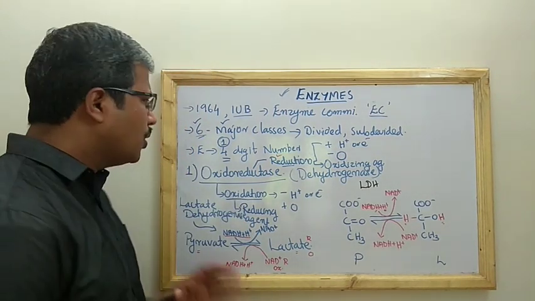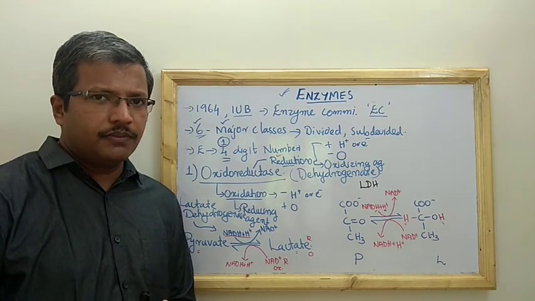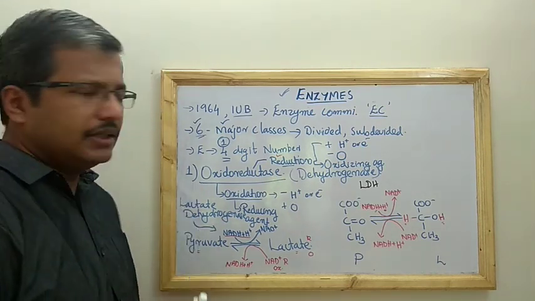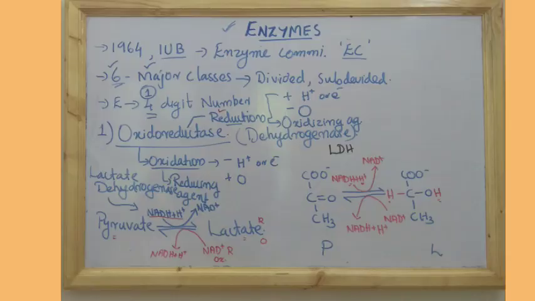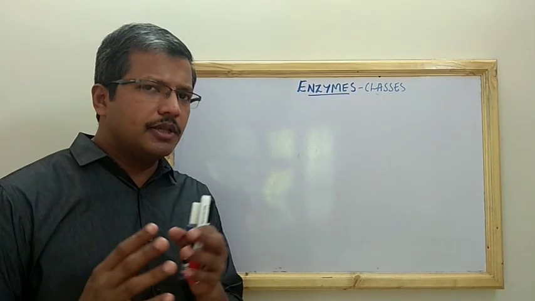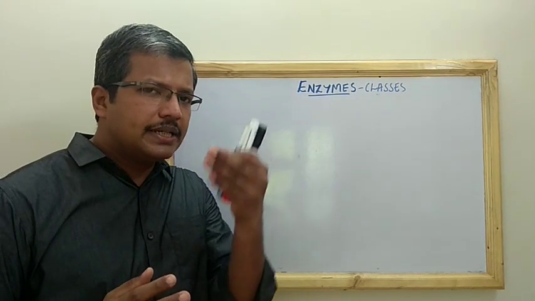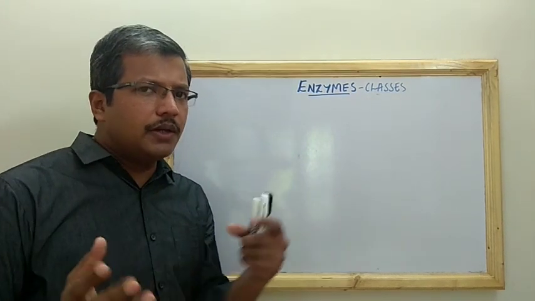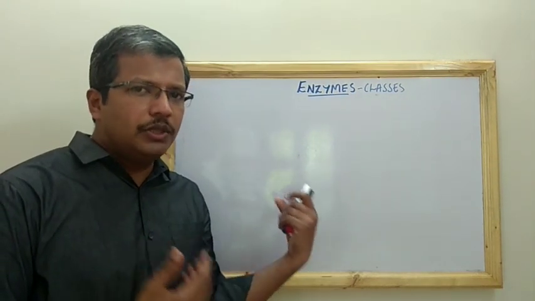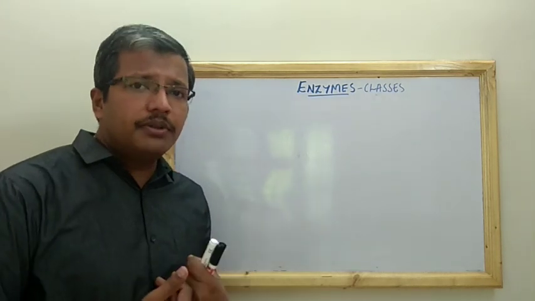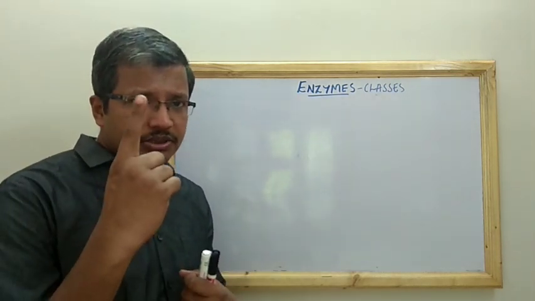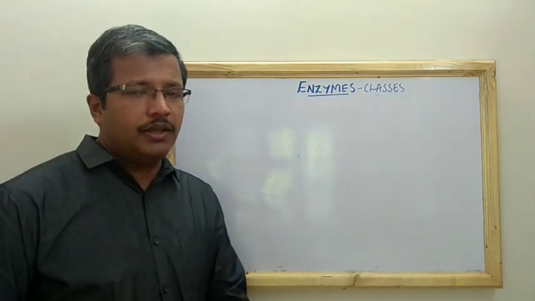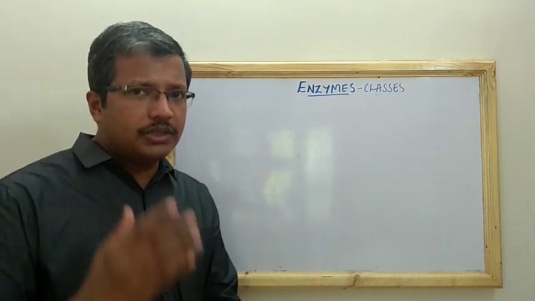So that's about oxidoreductase. Now let us move to the second class of enzyme. When you study the enzyme classes, you have to keep in mind that you have to learn them in the exact order, because each one is represented by a number. You have already learned that a 4-digit identification number is there in case of the enzyme, and the first number is nothing but the enzyme class, the major class. So you have to remember the enzyme classes in order itself.